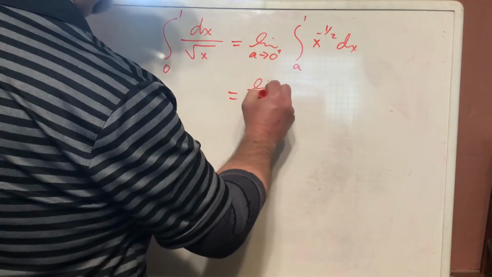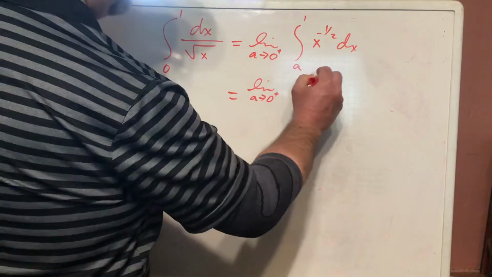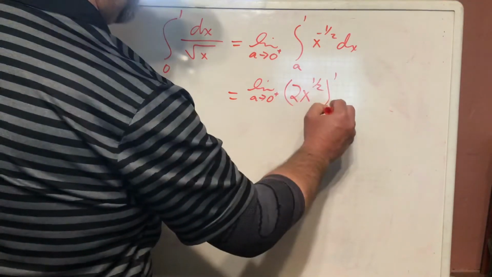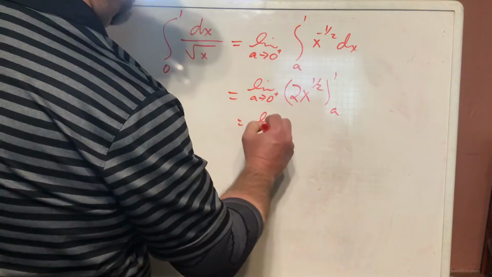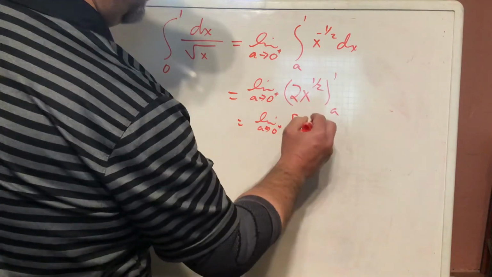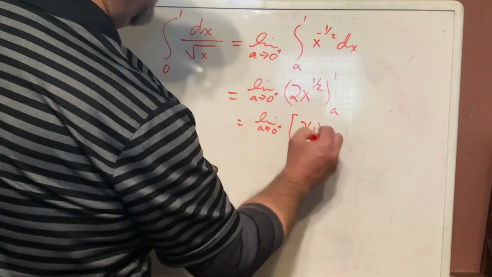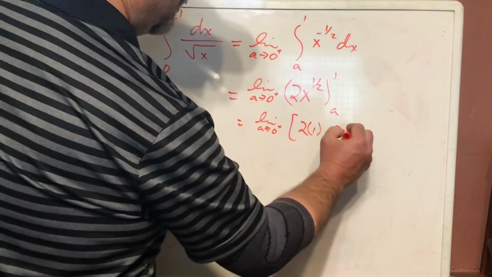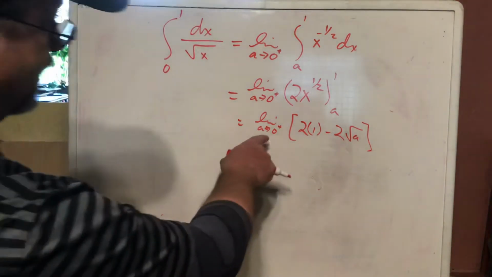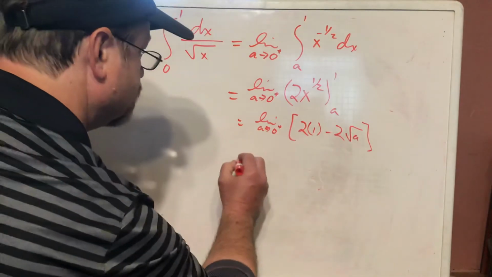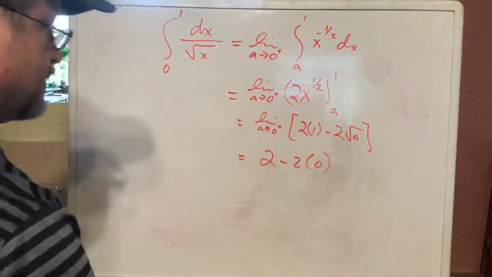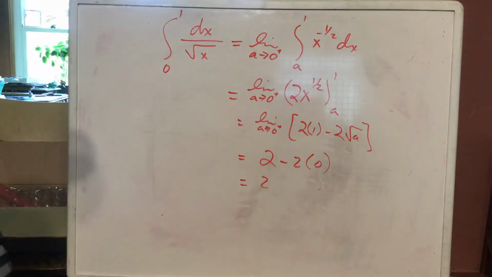Limit as a approaches 0 from the positive side, raise the power by 1 and divide by 1/2, which is the same as multiplying by 2, and evaluate that at 1 and at a. And I plug in 1, I get 2 times the square root of 1 minus 2 times the square root of a. Now I can let a reach that limit. As a approaches 0, that means this term just goes away, and I get a total value of 2, because it'll be 2 minus 2 times 0 as I insert that limit of a approaches 0.